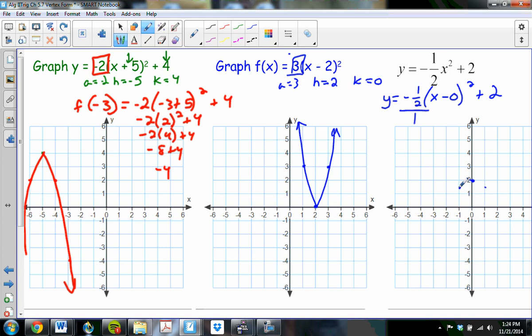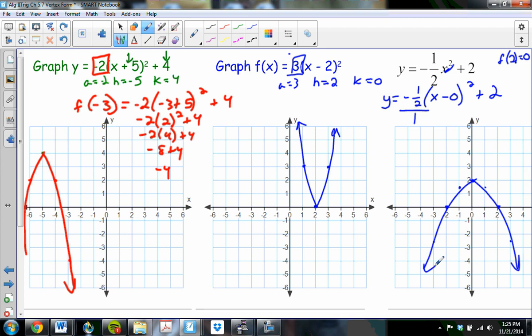At this point, I'm going to want to plug in some more points. So I'll plug a 2 in for x. If I plug a 2 in for x, I get 4, because 2 squared is 4, times -1/2 is -2, plus 2 is 0. So I actually have the point 2, 0, which means I have the point -2, 0 in this case. When I plug in a 3, I get -4.5 plus 2, which is -2.5. And that's a pretty nice looking parabola.